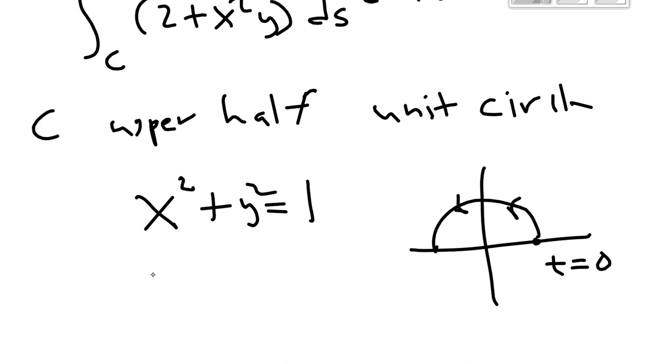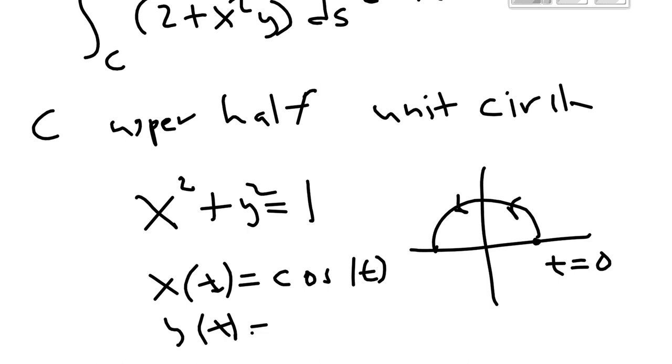Then the parameterization looks like this. x of t equals cosine t, and y of t equals sine of t. Also know that if you wanted to adjust the radius, in this case the radius is 1. If you wanted the radius to be something else, you'd put the radius in front of the sine and the cosine here. I didn't write the 1 because it's understood that there's a 1.